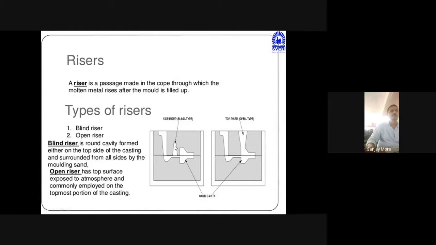Here, this is the blind riser because this riser is placed inside the cope molding box. That's why it's called a blind riser. And here, this riser is open to the atmosphere in the cope molding box. That's why it's called an open riser. Okay.